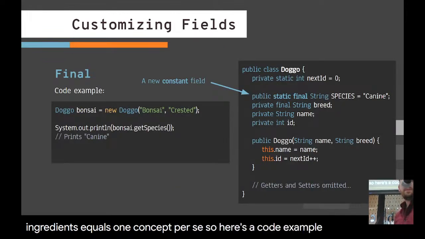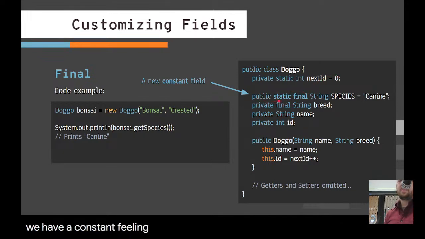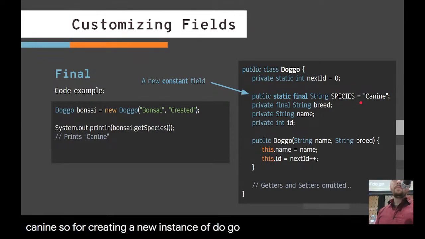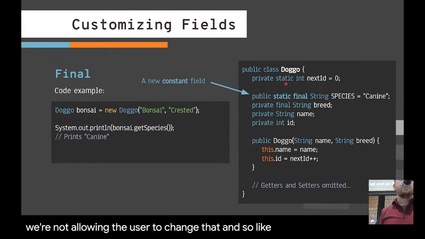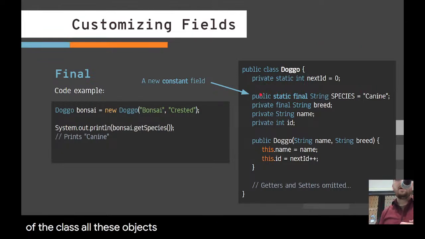So here's a code example of it. In this case, we have a constant field. It is static. It is final. It's the species field, and it's called canine. So if we're creating a new instance of doggo, we're assuming it's a canine, and we're not allowing the user to change that. And so, like static fields, all instances of the class, all these objects, share this exact same field, and it is final, so it means it cannot be changed.